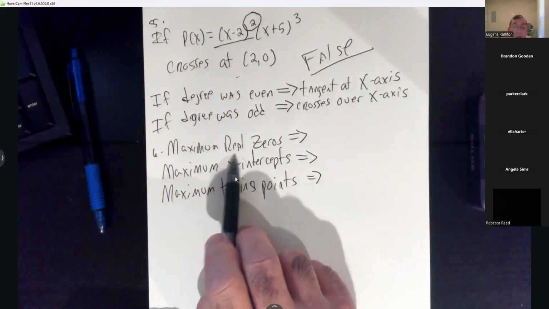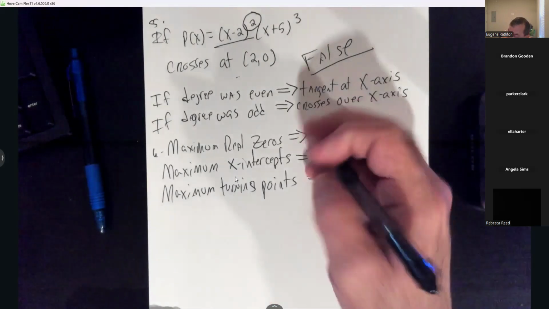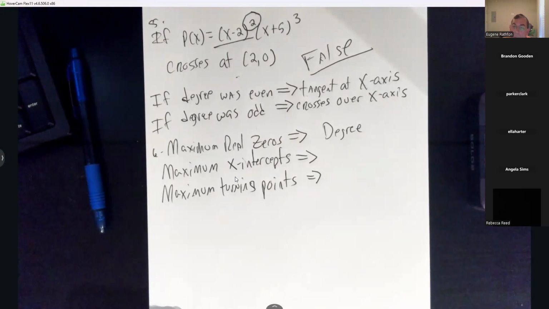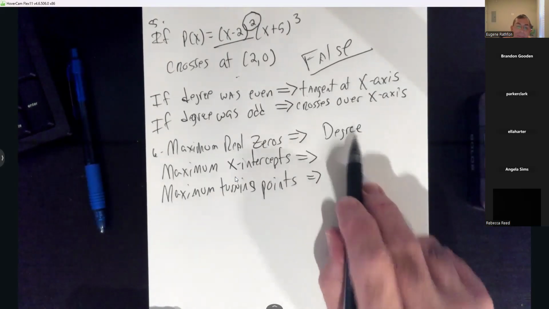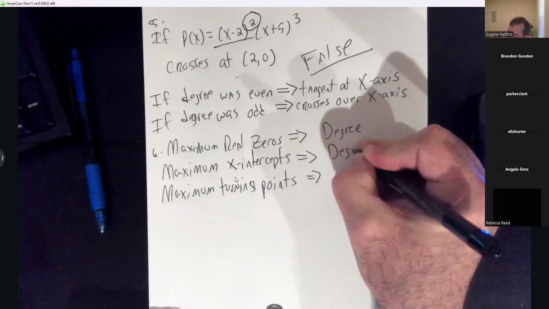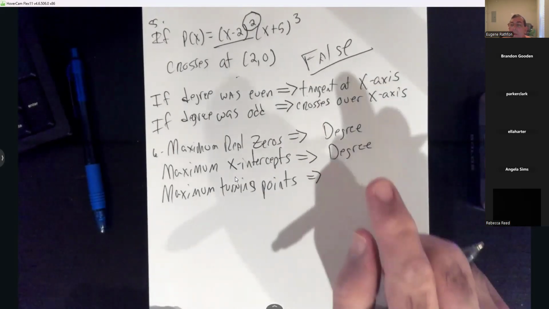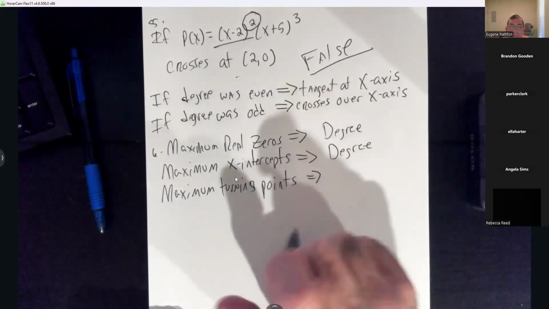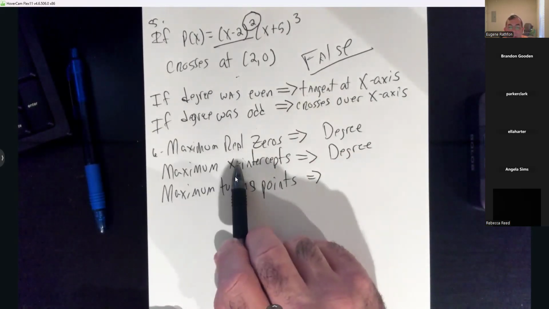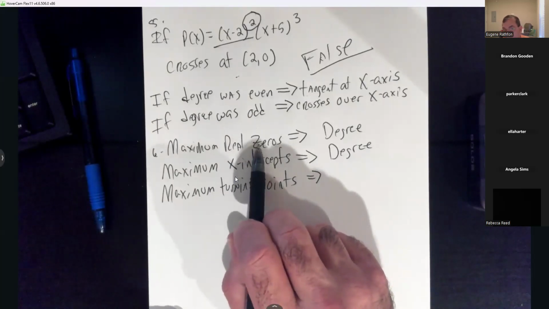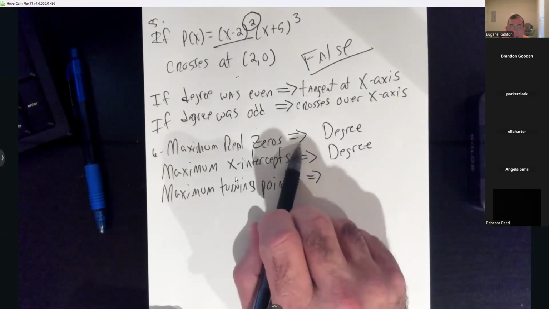All right, well, the maximum number of real zeros is equal to the degree of that polynomial, which is the highest exponent. The maximum x-intercepts is equal to the degree of that polynomial, which is the highest exponent. These two are always going to be the same, because remember, x-intercepts, the x value is the same as your zeros, okay? So these two got to be the same.